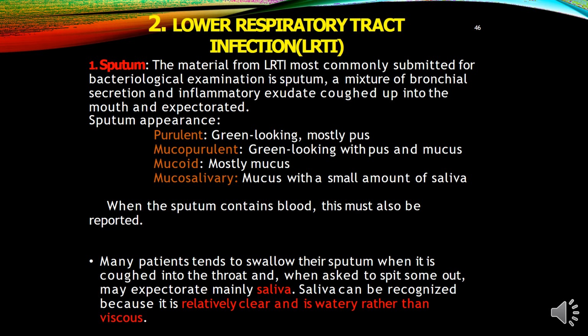Sputum. The material from lower respiratory tract infection is mostly submitted for bacteriological examination of sputum. It contains a mixture of bronchial secretion and inflammatory exudates coughed up into the mouth and expectorated. Sputum appearance: purulent, green-looking, mostly pus. Mucopurulent, green-looking with pus and mucus. Mucoid, mostly mucus. Mucosalivary, mucus with a small amount of saliva. When the sputum contains blood, it should also be reported.